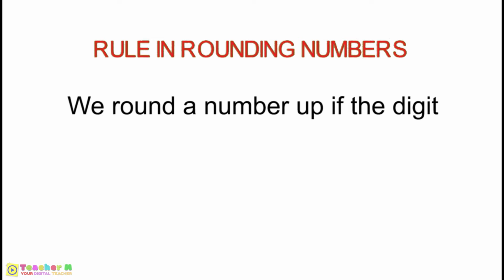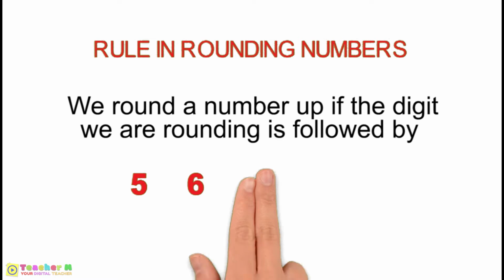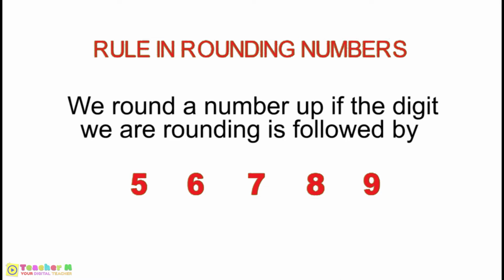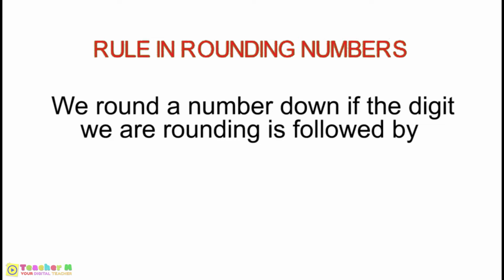The rule in rounding numbers says that we round a number up if the digit we are rounding is followed by 5, 6, 7, 8, or 9. And we round a number down if the digit we are rounding is followed by 4, 3, 2, 1, or 0. Okay, now, what are the steps to follow in rounding off numbers to the nearest thousands? Well, let's take a look at this example.